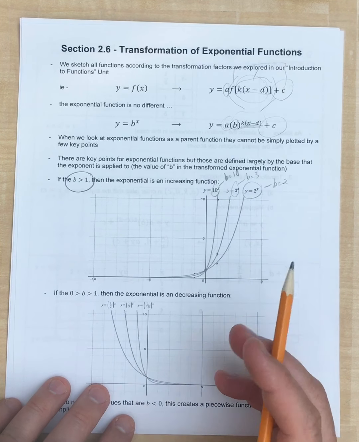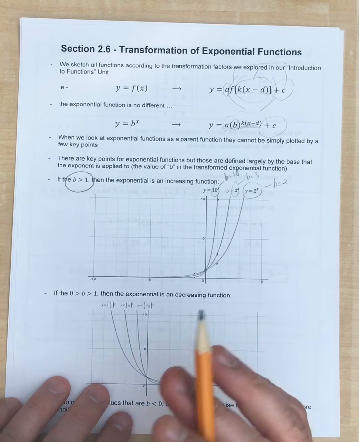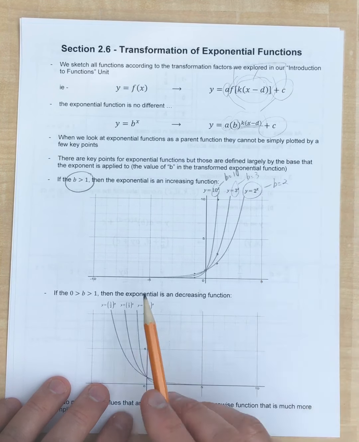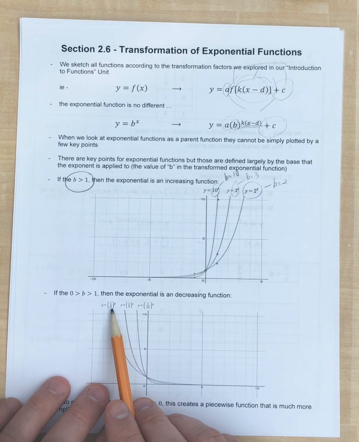And we can't have a base that's negative, because if it's negative, it's going to oscillate back and forth depending on whether the exponent's even or odd, and create this piecewise function. Hopefully you saw that when we were doing our exploration a little bit earlier.